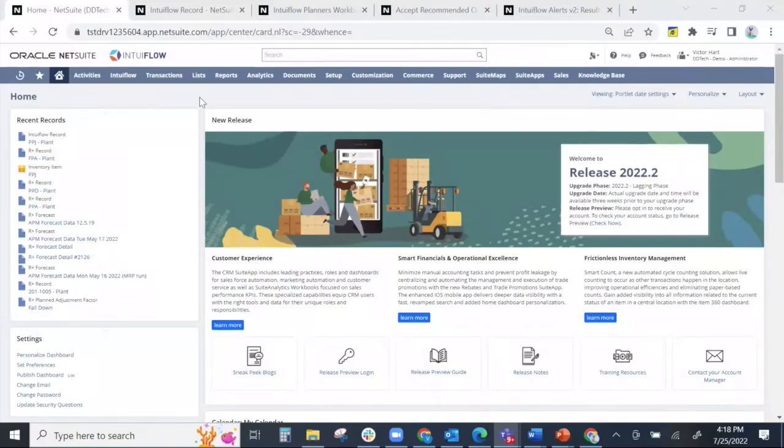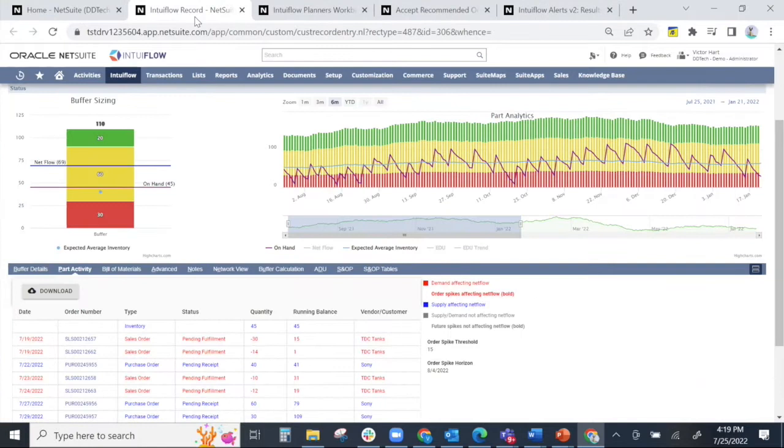Intuiflow is the first and only demand-driven MRP tool built natively for NetSuite. It provides NetSuite users with a more effective and efficient way of managing their inventories and supply chains within NetSuite. Within Intuiflow, items are managed with what's called a demand-driven MRP buffer, as we can see here.